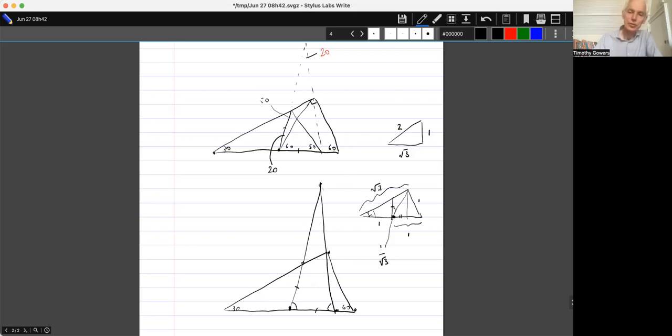Maybe if I... this feels as though I'm just drawing stuff in now just for fun. So if that would be another... We would like it if that was 20 and that was 60. I think that's getting a bit too speculative in my drawing.